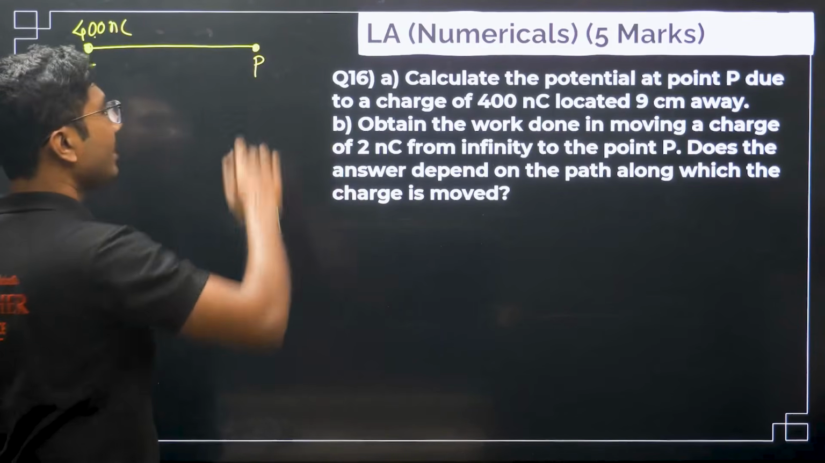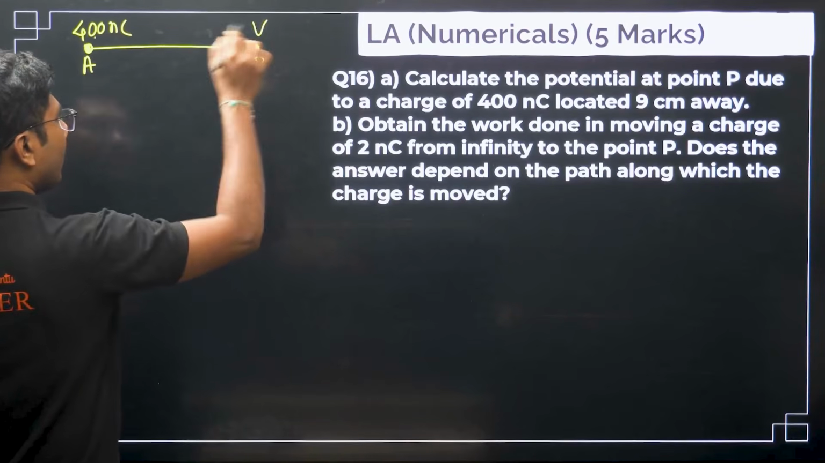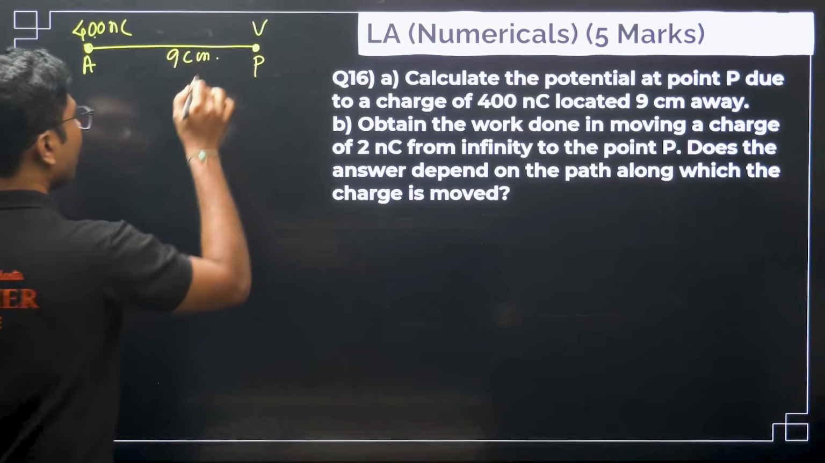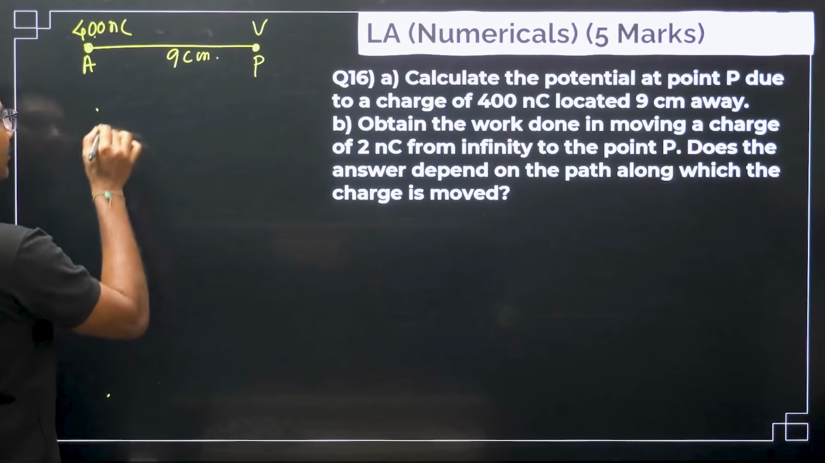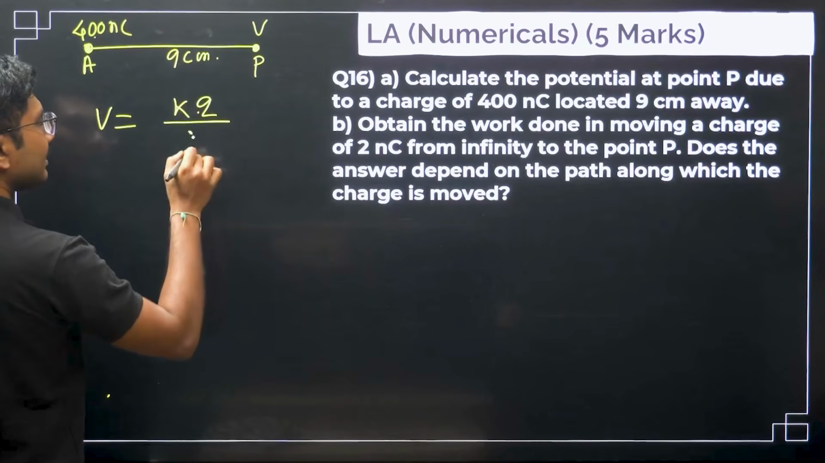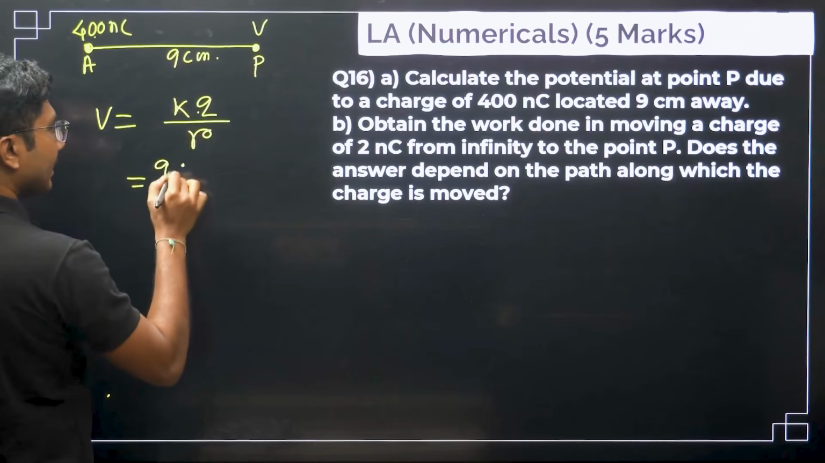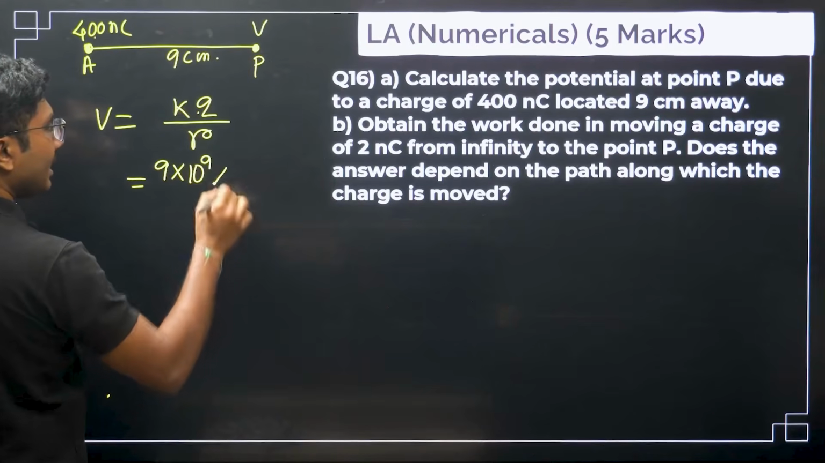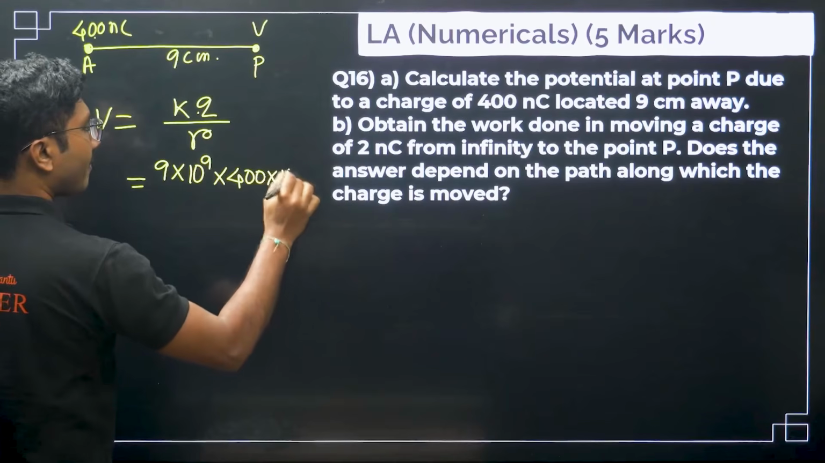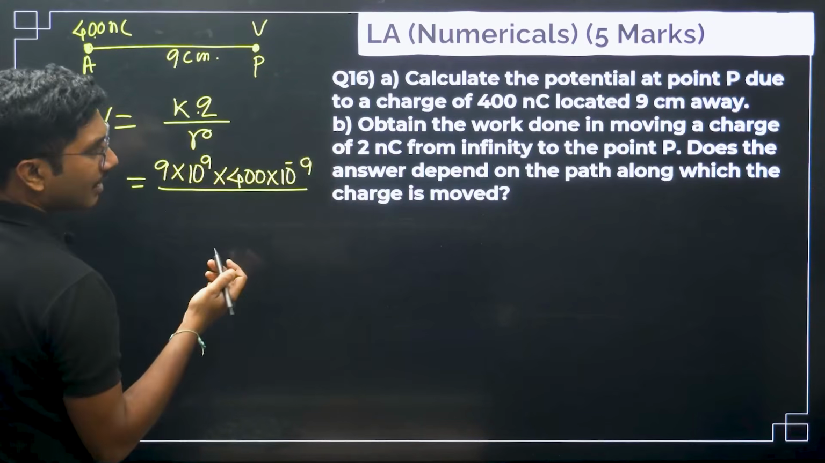We are trying to find what is the electric potential at this point, okay, and the distance is given as 9 centimeter. Okay, so what is the electric potential? Electric potential formula is very easy, K Q by simply R. So now let's put K is 9 into 10 to the power of 9. Charge Q is 400 nanocoulomb and the distance is 9 centimeter.